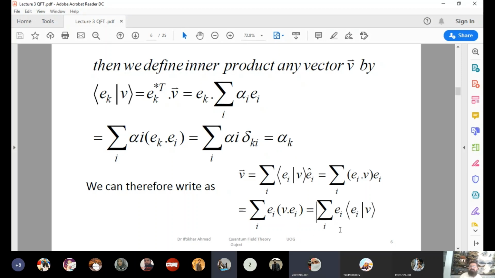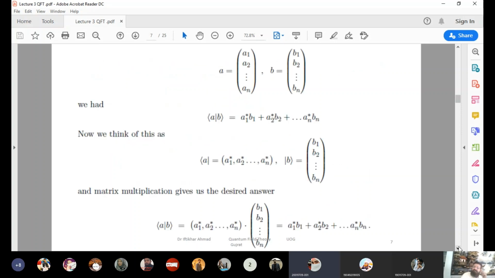Okay. So again you put it here, v into e_i is equal to e_i into v. It means the bra-ket notation. So you can also write v in another form, that is sigma e_i into the inner product of e_i with v. Okay. Any question? No, sir. Clear. Okay, let's move to the next slide.